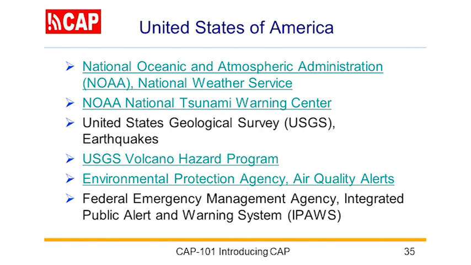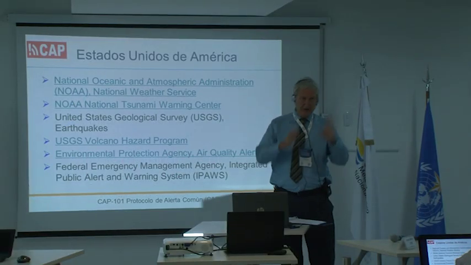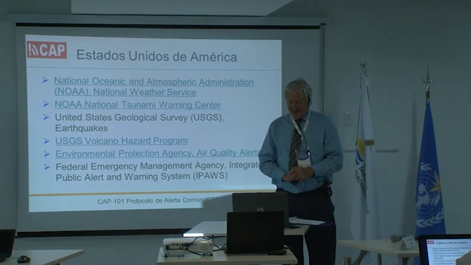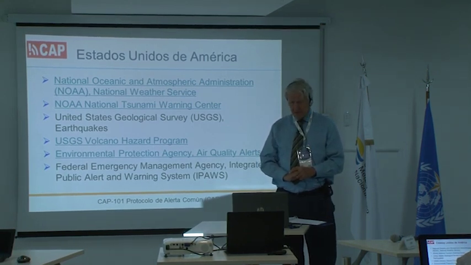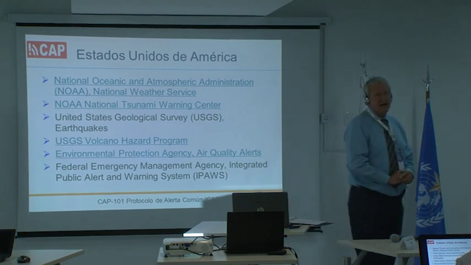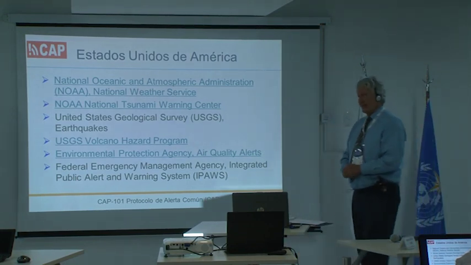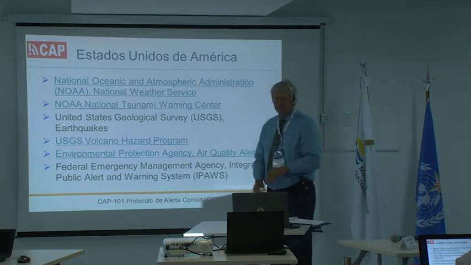Here are the CAP feed URLs for several United States CAP implementations maintained by alerting authorities that are in the Register of Alerting Authorities. So we have NOAA. You already heard about the National Weather Service. We also have their Tsunami Warning Center. One of the first implementations of CAP was USGS, United States Geological Survey, where I worked for many years, so they have a place in my heart. Earthquake alerts. And now they have the USGS volcano alerts as well for the Volcano Hazards Program. And then the Environmental Protection Agency, they have air quality alerts. Big thing right now in California with those wildfires.